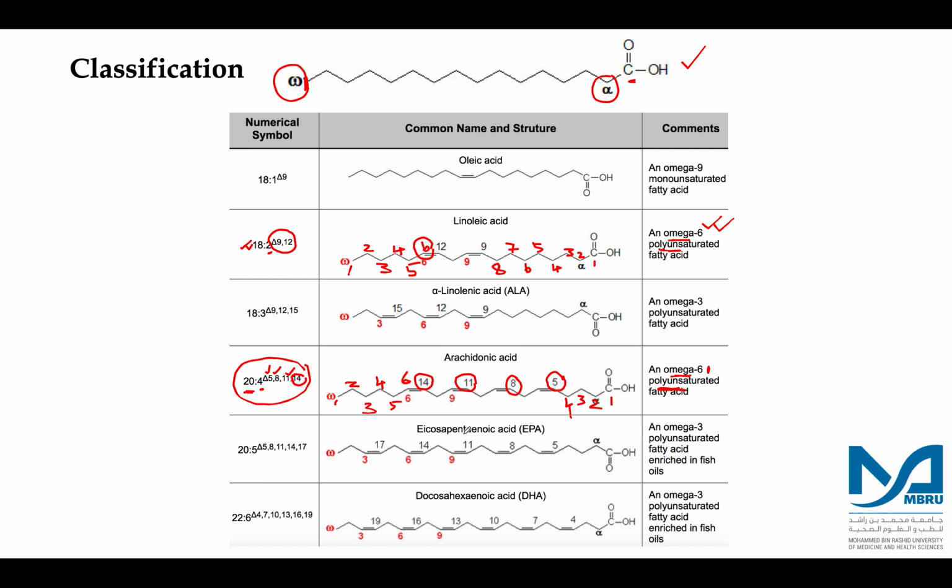Similarly, if you look at this particular fatty acid EPA, then omega-1, 2, 3. So this is an omega-3, and since there are more than one unsaturation present, I call it omega-3 polyunsaturated fatty acid. So based on what kind of classification we are looking at, we can classify fatty acids into 2 categories. First, numerically, and second, from the omega side.